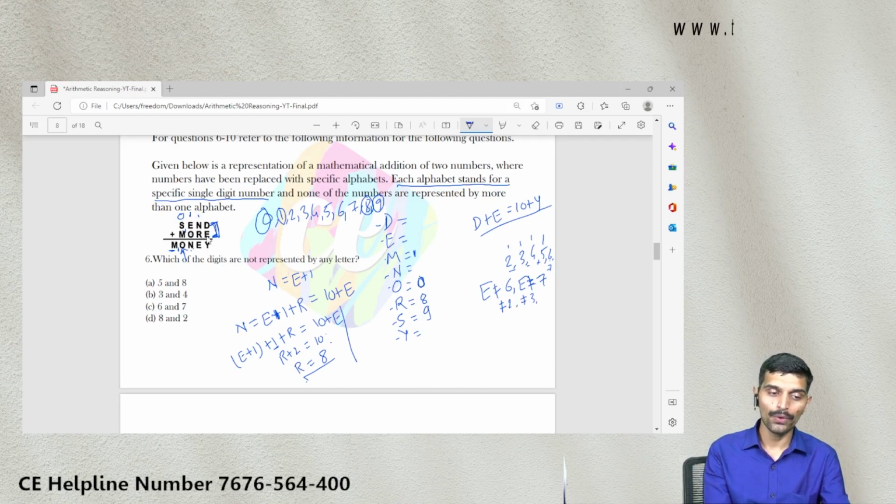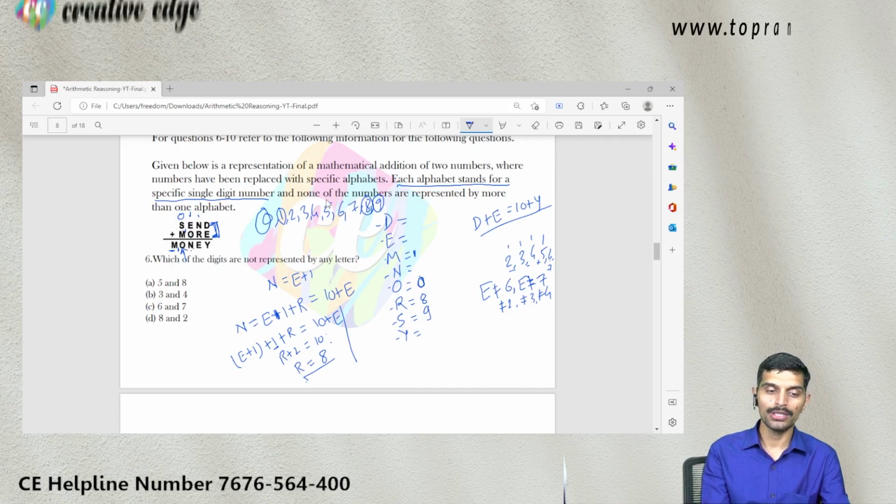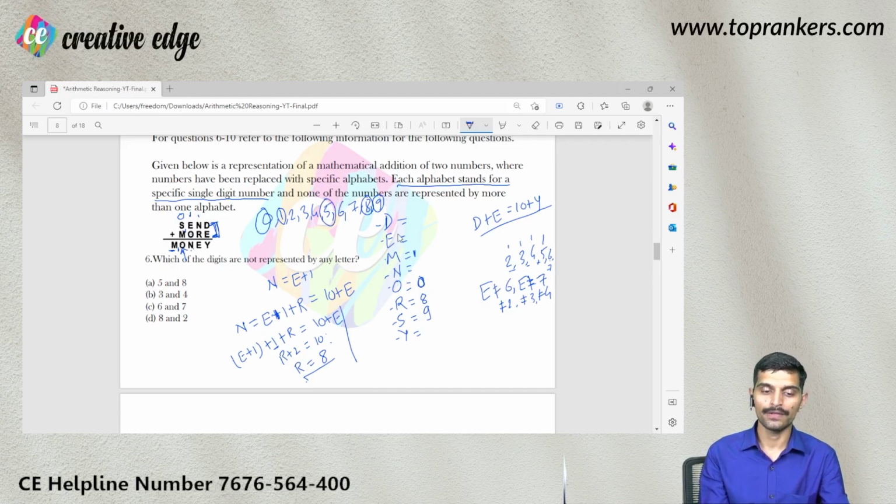If E is 4, D is 7, 4 plus 7 is 11, right? Carry over, and the value of Y is 1. That is also not possible. So E cannot be 4 as well. So the only possibility for E is 5.